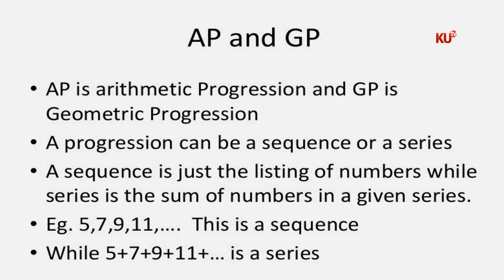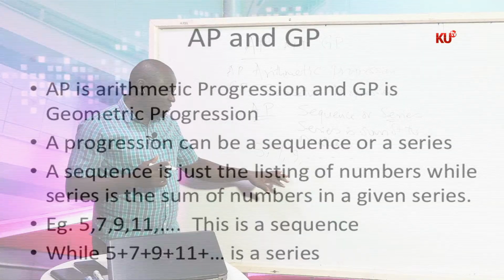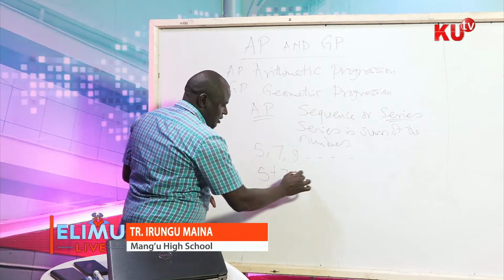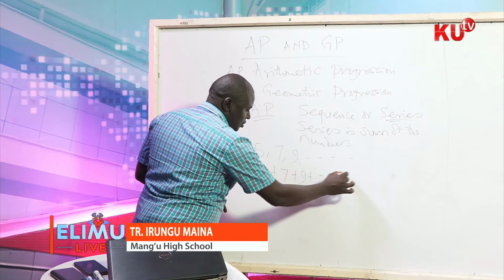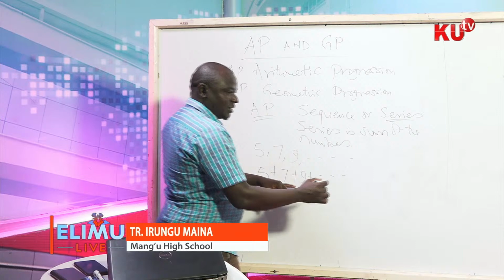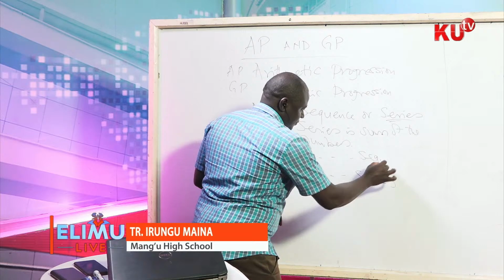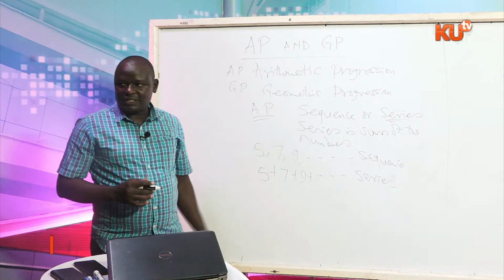So the difference between a series and a sequence is that a sequence is just listing. For example, you could have a list of 5, 7, 9, dot, dot, dot. Class, this is a sequence. But if you have it as 5 plus 7 plus 9 plus dot, dot, dot, class, this is a series. So this is a sequence, and this is a series.